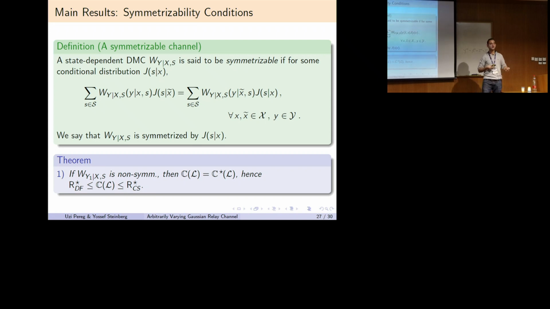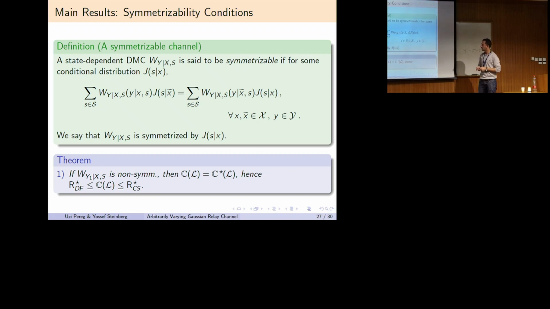So now we move to the deterministic code capacity, and we give these symmetrizability conditions. A channel without a relay, W of y given x and s, is said to be symmetrizable if there exists a conditional state distribution, J of s given x, that satisfies this symmetry relation. Here the channel is averaged over S according to this distribution J of s conditioned on x tilde, and here x and x tilde switch places. So this is a symmetry. It generalizes this symmetry relation where the input and the state can be switched.